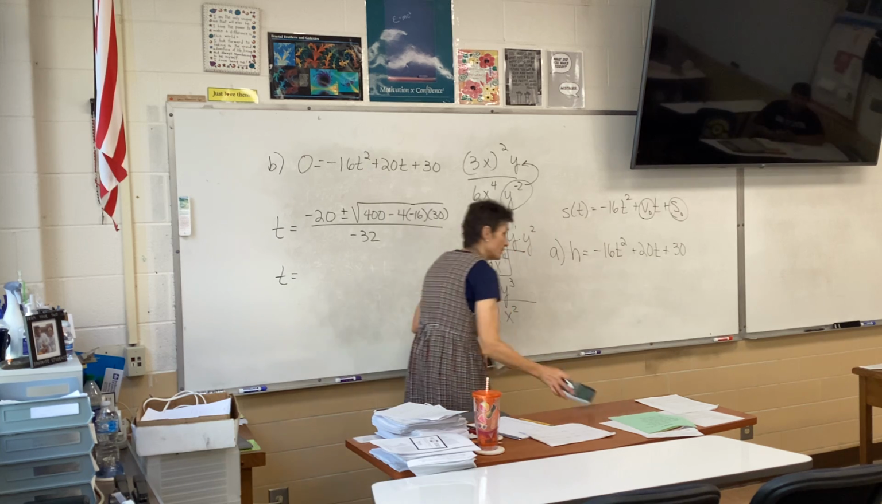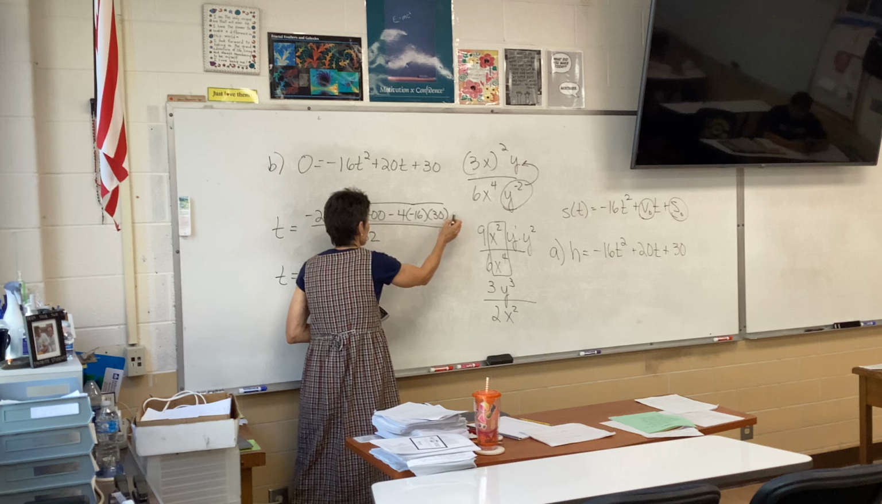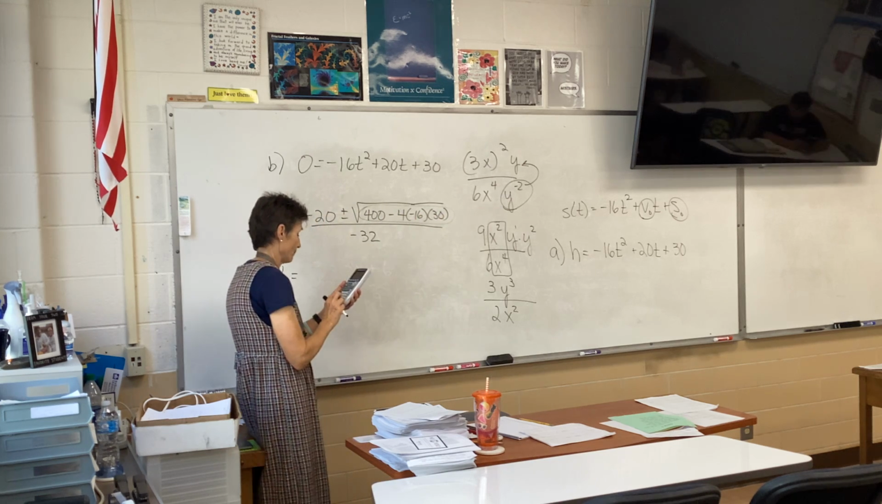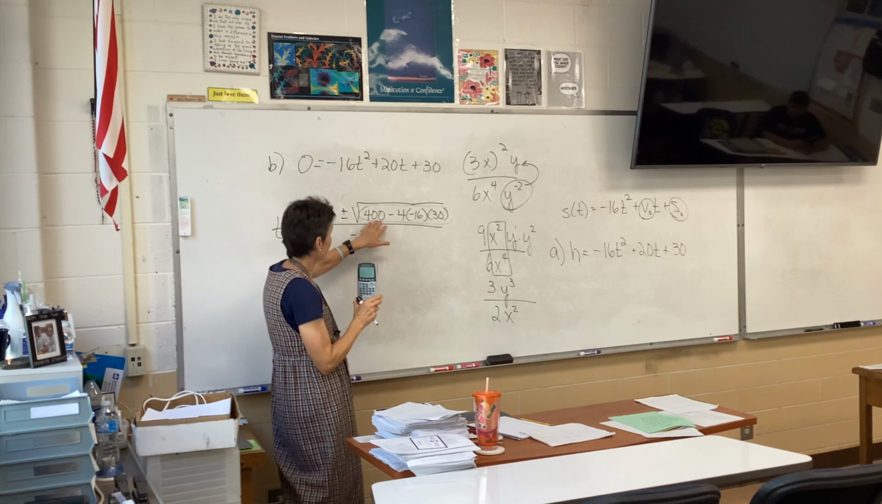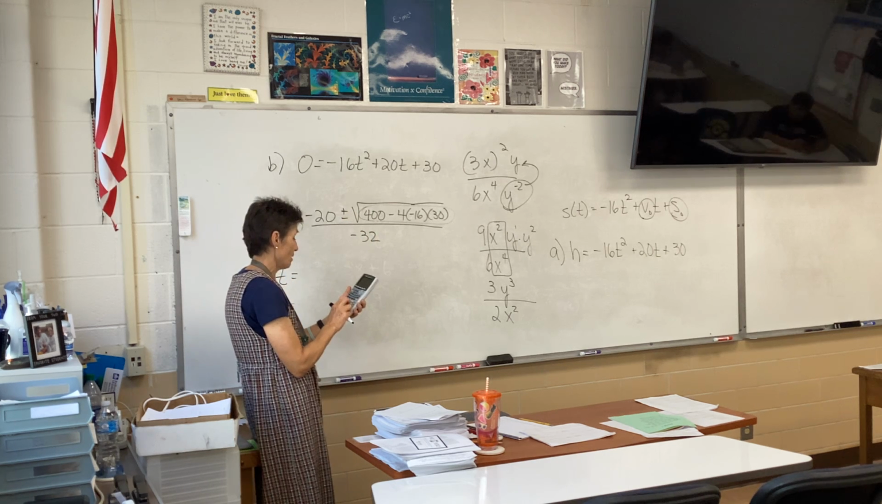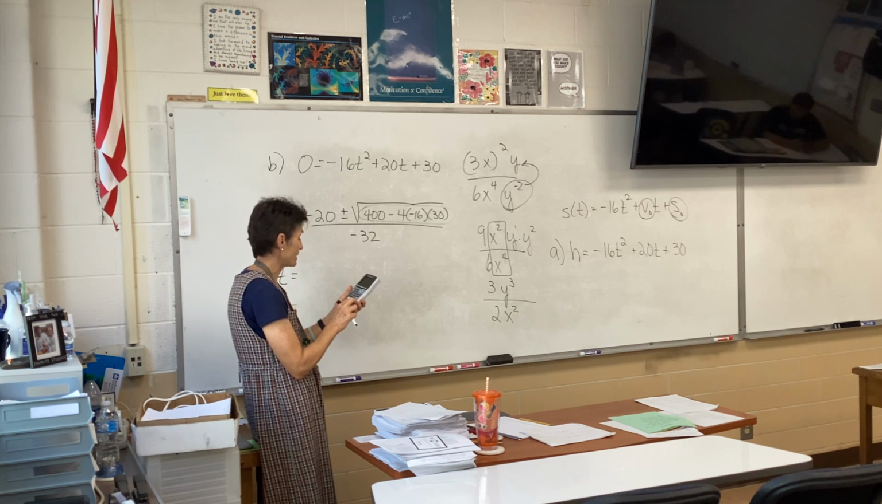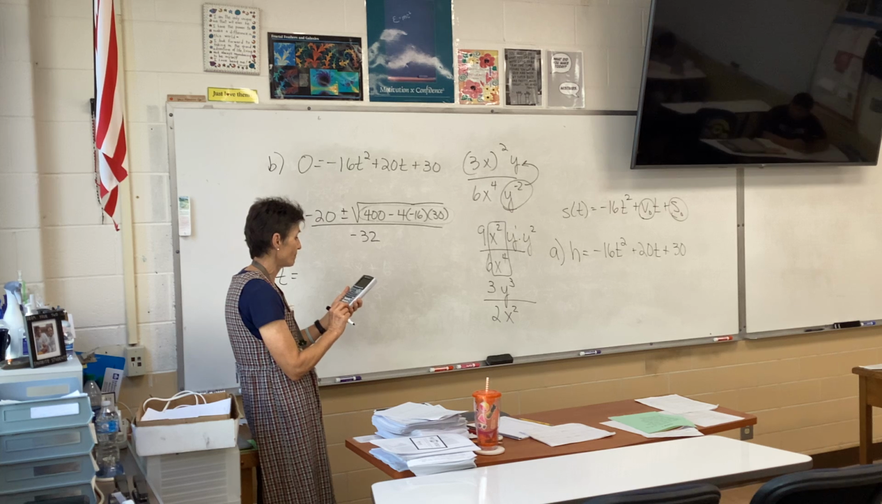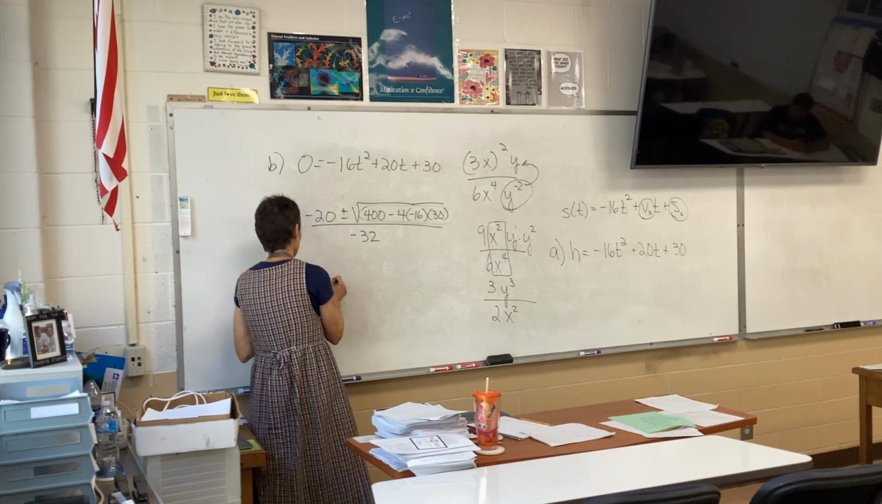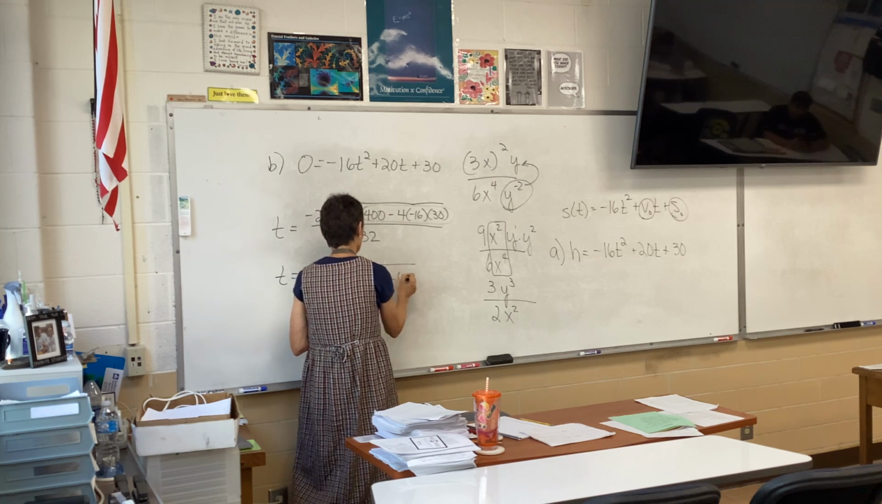Now, you can do this however you want. I like to always work this out first. So I know 20 squared is 400. You may need to type that in, that's fine. So 400 minus 4 times negative 16 times 30. What did you get? 2320?